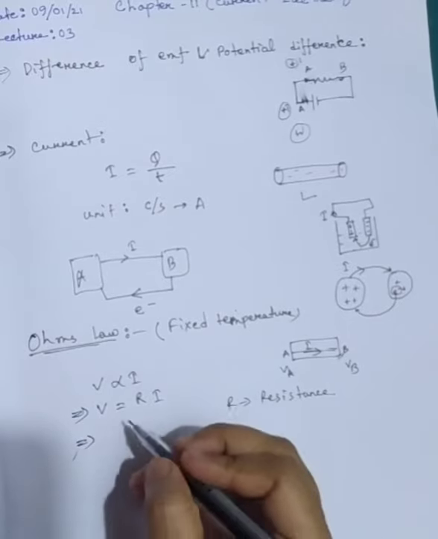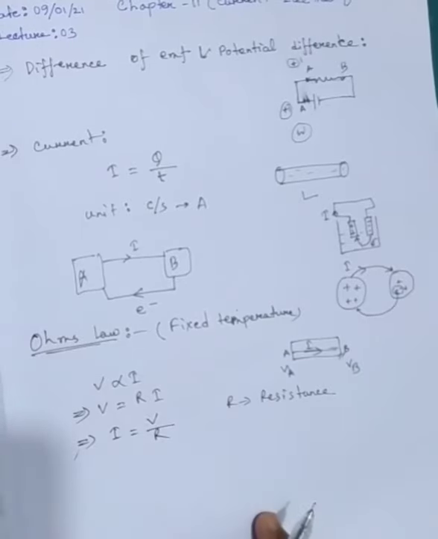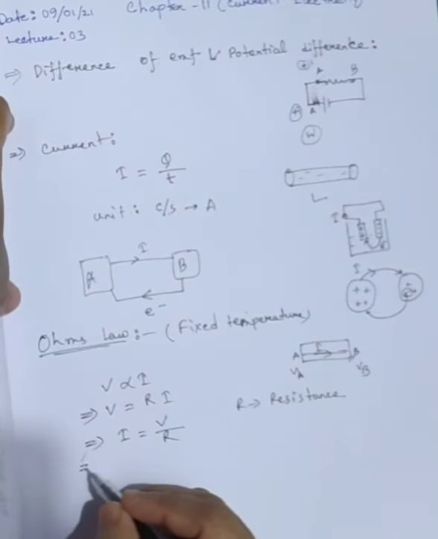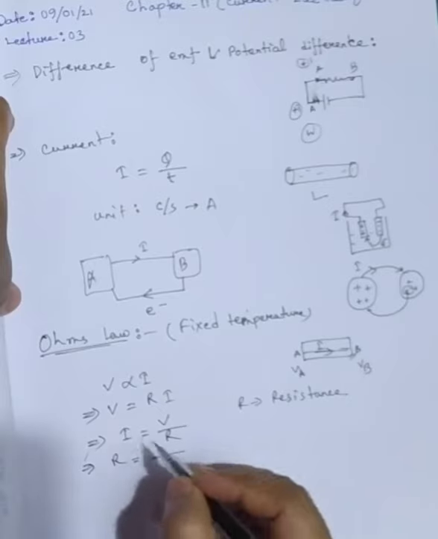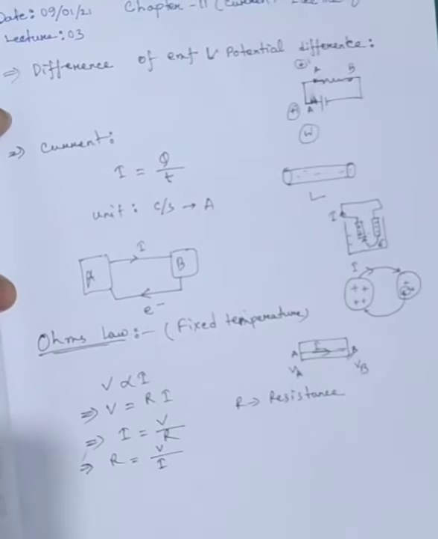So for determining the current from this circuit, we can write it just like this one: I equals V divided by R. And what is called the resistance over here, we can write it as R equals V divided by I. Okay, so what is called resistance? The resistance is the hindrance. I have told already, the resistance is the hindrance or obstacle to the flow of current through a conductor. Or according to this equation, the ratio of the potential difference of a conductor to the current flow is called the resistance of a conductor.